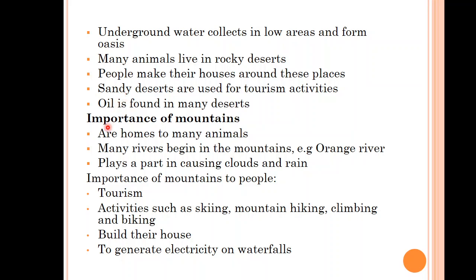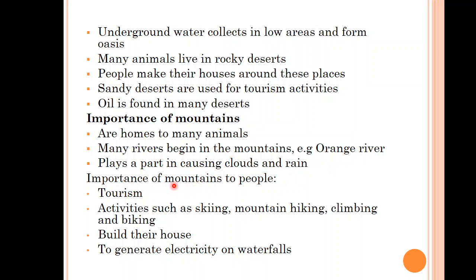Next is the importance of mountains. Mountains are homes to many animals and also people. Another importance is that many rivers begin in the mountains. We have the Orange River, which begins in the Drakensberg Mountains, which is a mountain range which passes through Lesotho, South Africa. And also, mountains play a part in causing clouds and rain. So when clouds are formed, it leads to rain.